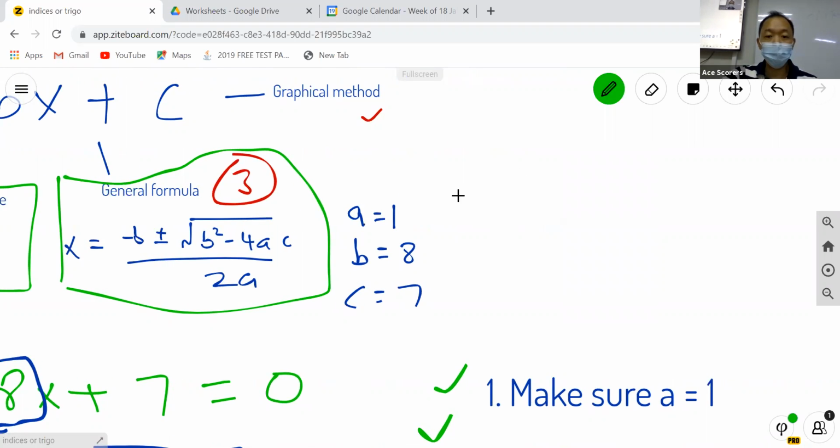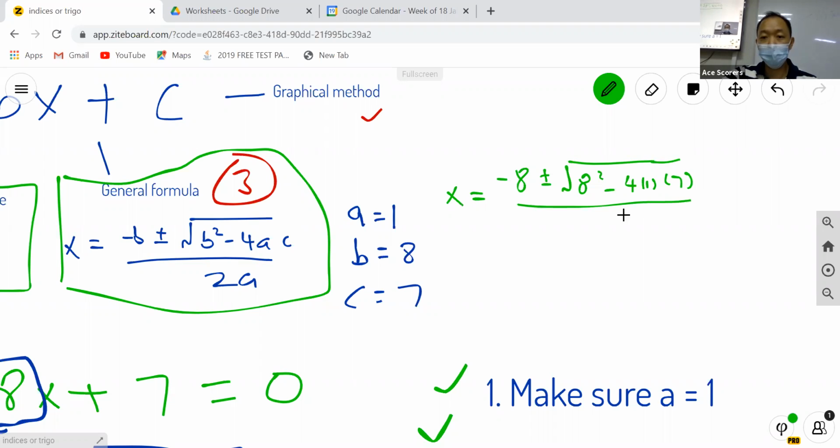So x equals minus b, so minus 8, plus minus square root of b squared, so 8 squared, minus 4a, where a is 1, c is 7, divided by 2a, so 2 times 1. And henceforth just use a calculator. Key everything into the calculator except for the plus minus. You can't key in plus minus.